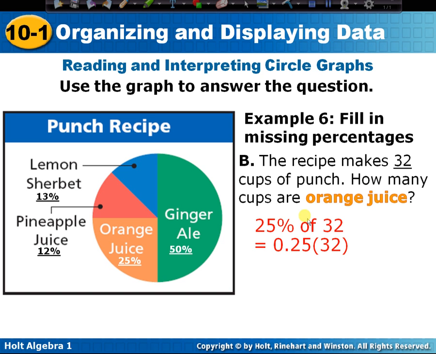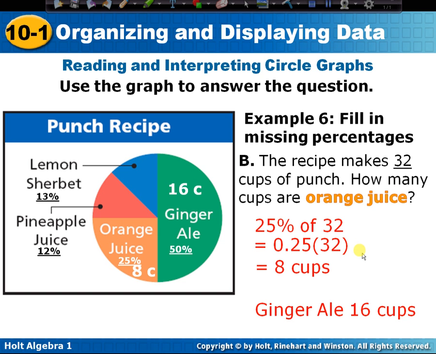And then we're going to break this down. We're going to put 25% as a decimal, which is 0.25. We know that when we use the word of, it means that we're multiplying. So 0.25 times 32, and that's going to give us 8 cups. 8 cups.